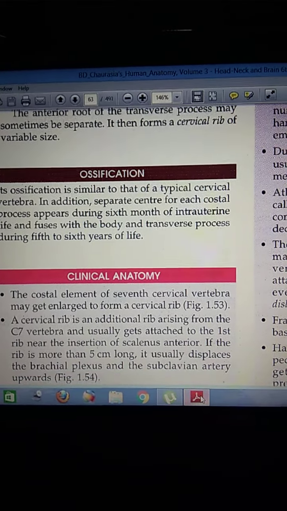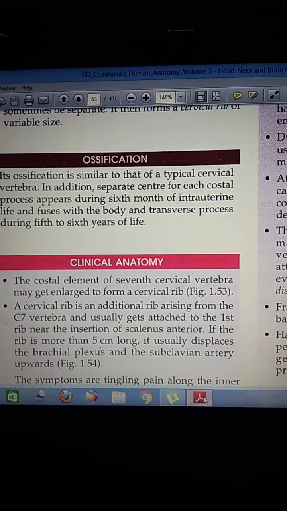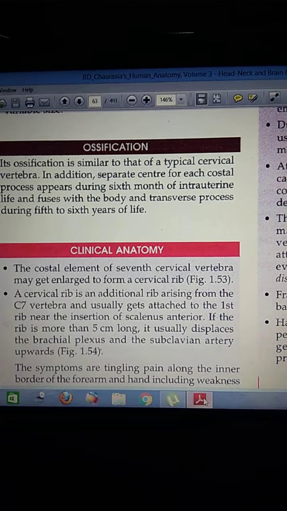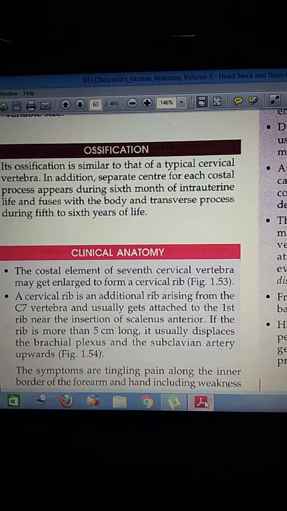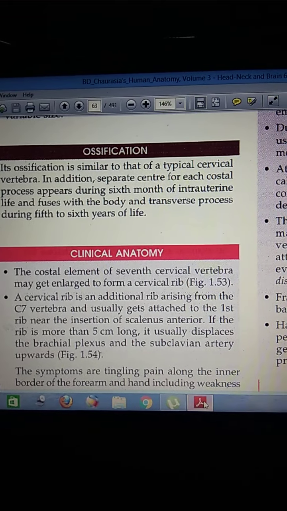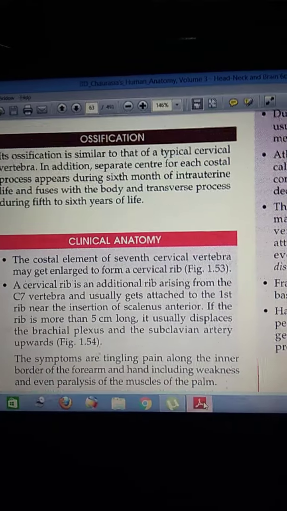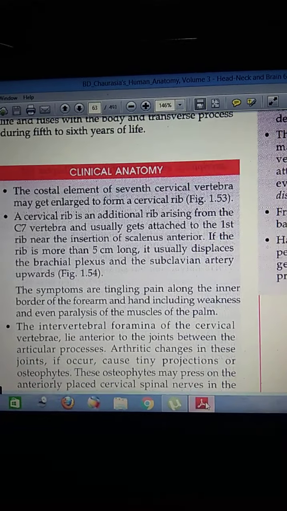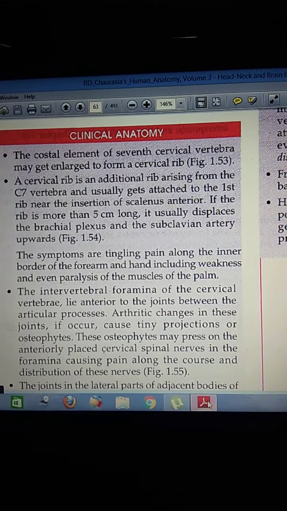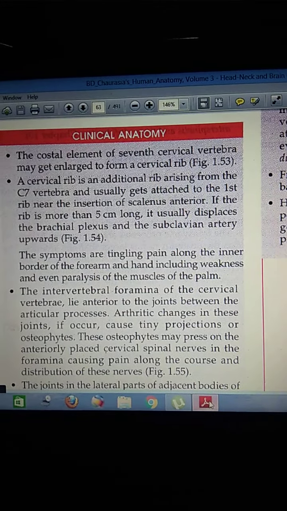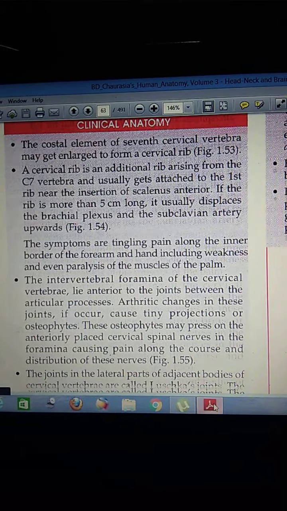Now, ossification. Its ossification is similar to that of the typical cervical vertebrae. In addition, a separate center for each costal process appears during the 6th month of intrauterine life and fuses with the body. Now clinical anatomy. The costal element of the seventh cervical vertebra may get enlarged to form cervical ribs. The cervical rib is an additional rib arising from the C7 vertebra.